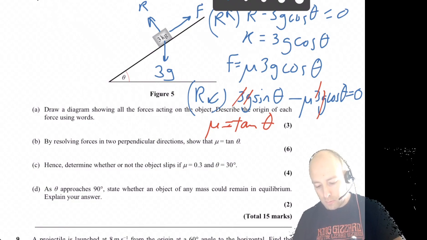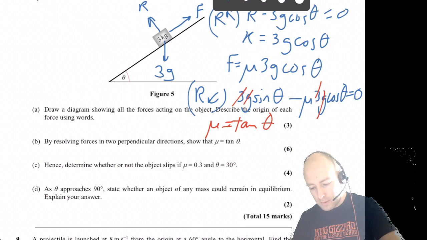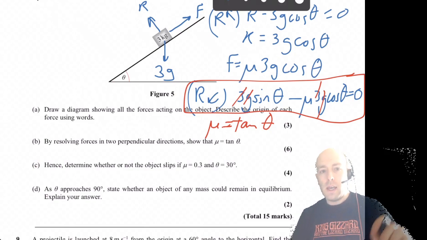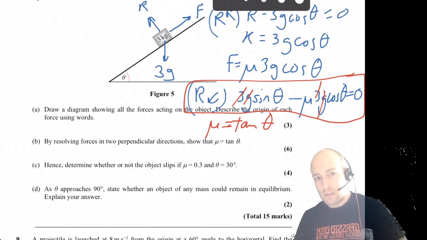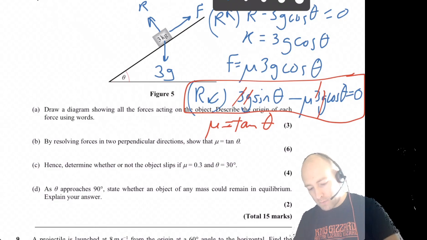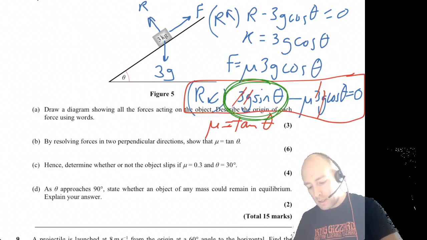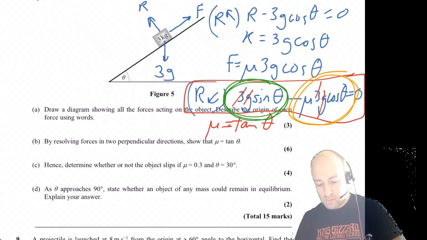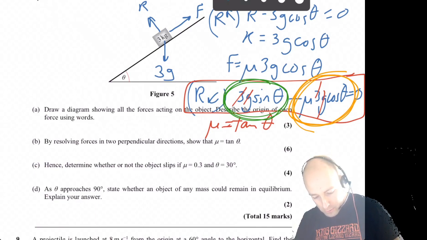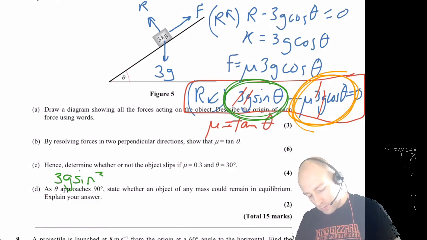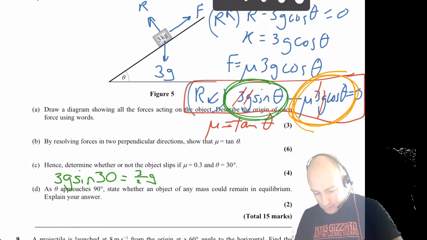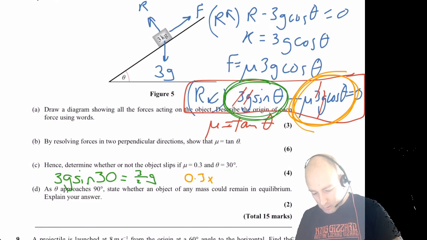Okay, so we need to look back at resolving down the slope. So we're looking at this equation here with all the g's back in it. So we're going to say it'll slip down the slope if the forces down the slope are bigger than the forces up the slope. So if 3G sine theta is bigger than mu 3G cos theta, it will go down the slope. So let's put some values in. So we get 3G sine 30. Sine 30 is a half, so we get 3 over 2 G. And for the other bit, we get 0.3 times 3G cos 30.